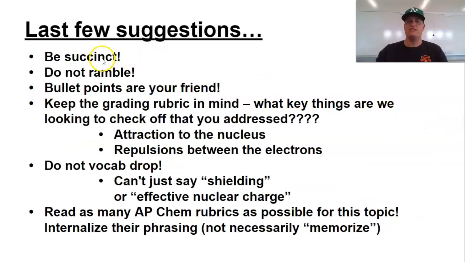Last little bit, be succinct. That means to the point, together. If you look at a lot of rubrics, as I've recommended to do, you'll see that they're not like 40 different paragraphs of explanation. They're actually very short. Don't ramble. I do, but you don't try to do that. Bullet points are your friend because they can help organize your thoughts. Keep a grading rubric in mind, making sure that you have attraction to the nucleus and repulsion between the electrons, because those are the 2 avenues you're going to hit the most.